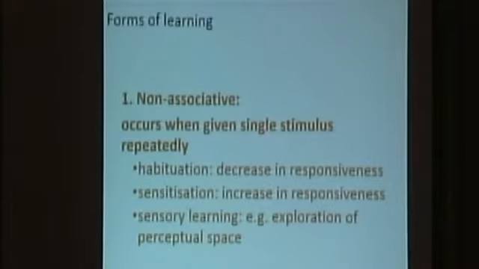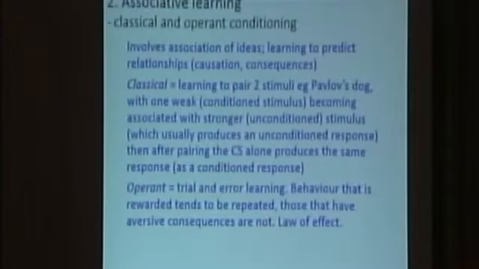Okay, so that's non-associative learning. Next is associative learning. So this is what you know. This is sort of the Skinner box, old psych lectures, about classical and operant conditioning. So classical conditioning is where two stimuli are linked. So there's an association of things. They're linked together. That's what association means. And we use associations to predict consequences, causation, etc.